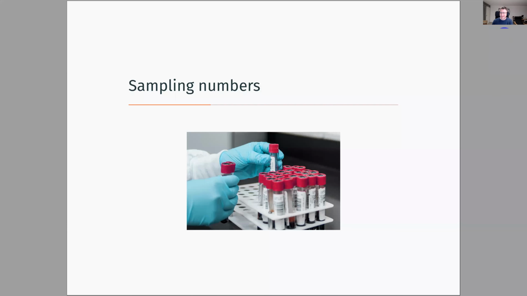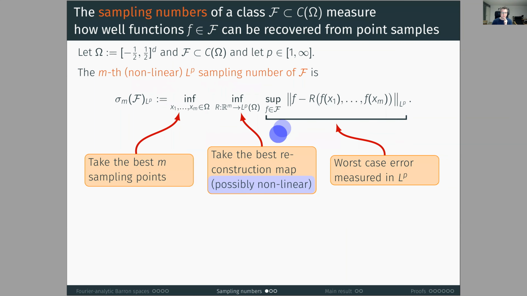Don't seem so. And then let's introduce the second actor of this talk. These are the sampling numbers. And as I said, the sampling numbers measure how well you can recover an unknown function f from some given function class, curly F, using point samples. So the precise definition is as follows.